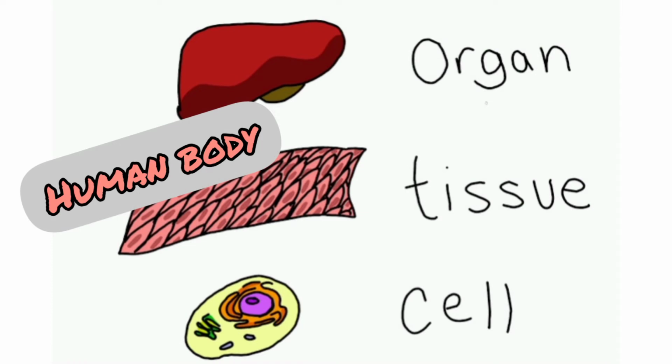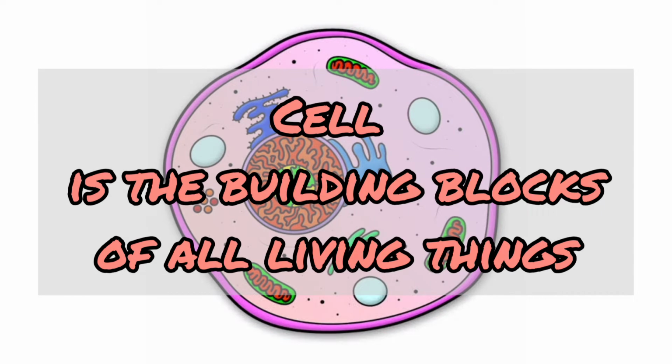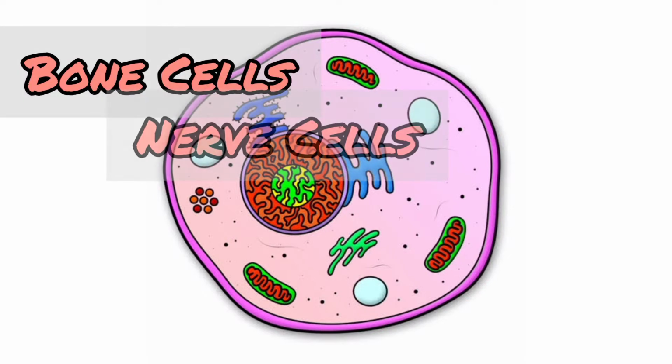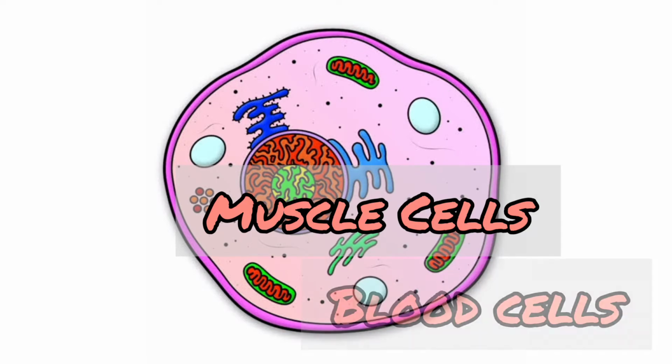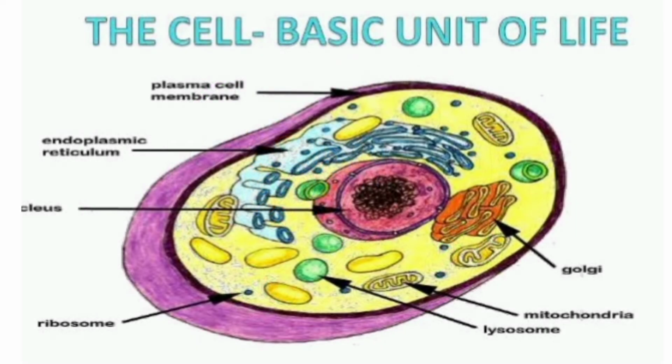The human body is composed of cells, tissues, and organs. A cell is the building block of all living things. There are different types of body cells. These are bone cells, nerve cells, muscle cells, and blood cells. These are the parts of a cell.